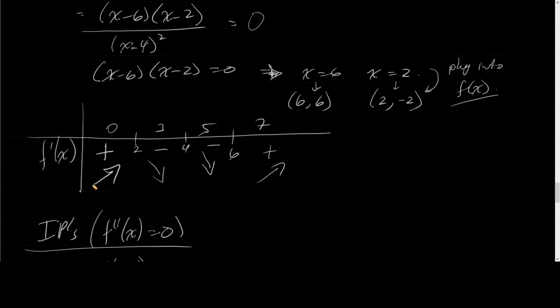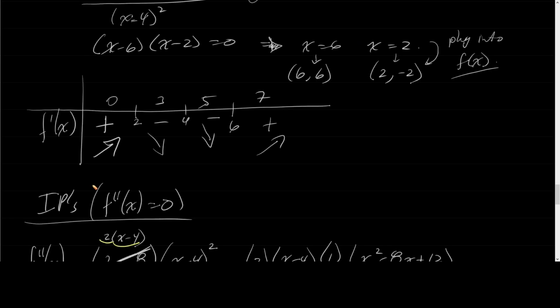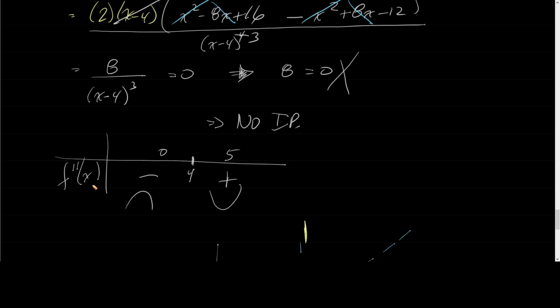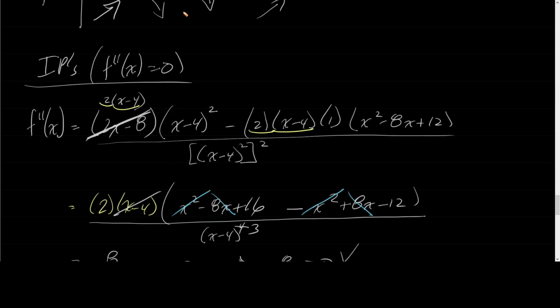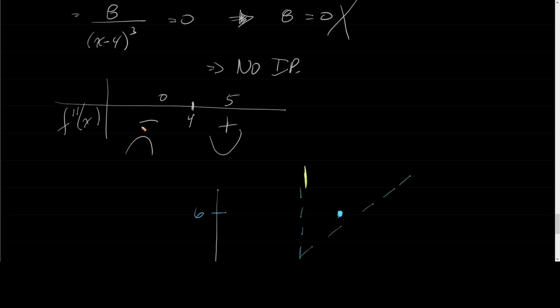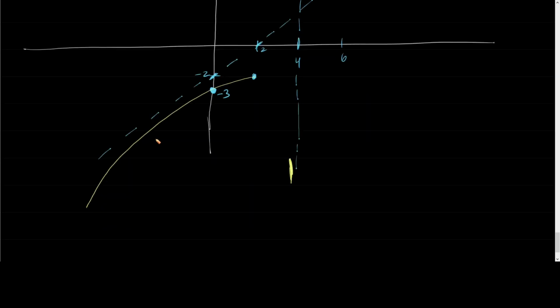And then from 2 to 4, it's decreasing, right? It's decreasing right there, from 2 to 4. But not only is it decreasing, it's decreasing with still a negative concavity. So decreasing with negative concavity. There we go. And this goes down to negative infinity, right?